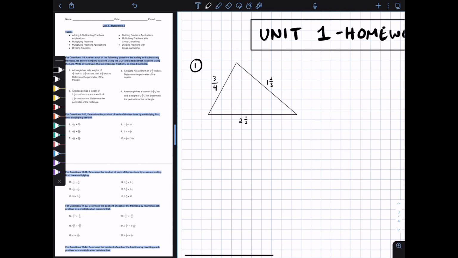So to find the perimeter of this thing, we're going to have to add everything up. So to find the perimeter, it's just going to be adding up this 3/4, that's one side, plus the 2 1/2, which is another side, and then add on the 1 2/3, or the third side.